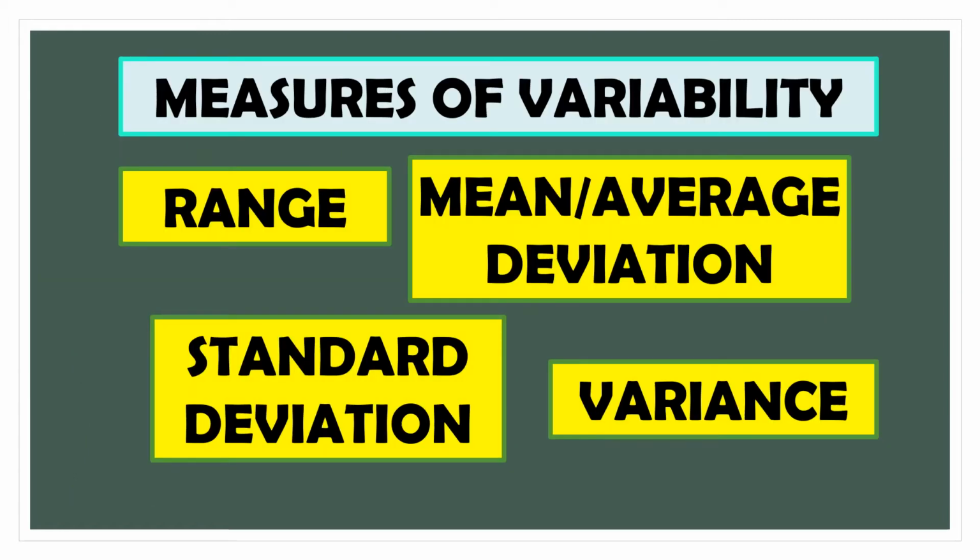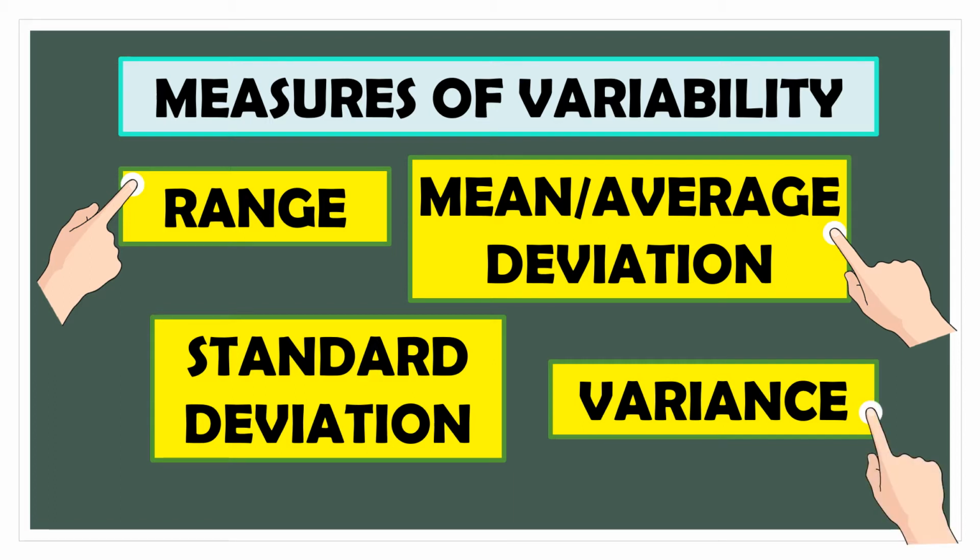In this lesson, we will study the four measures of variability, or the four measures of dispersion, namely the range, the mean deviation or average deviation, then we have the variance and the standard deviation.